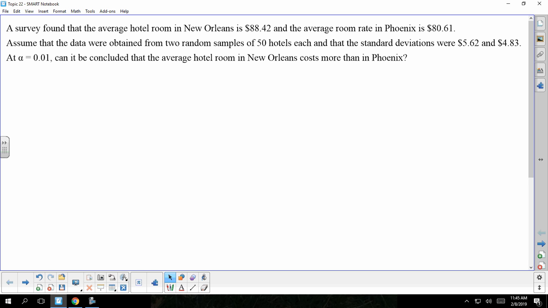And then standard deviation of New Orleans was $5.62. And standard deviation of Phoenix, $4.83. And our sample sizes were 50 for each. And that 50 is going to become important.